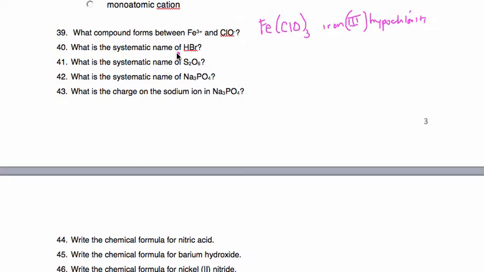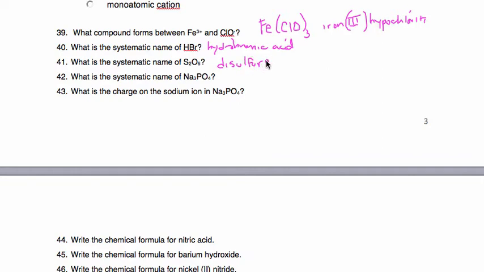What is the systematic name of HBr? That's hydrobromic acid. We see an H in the front, and we know it's an acid. You should be naming it as an acid, hydrobromic acid. What is the systematic name of S2O6? I see non-metal, non-metal. I go to my Greek method. I say disulfur.